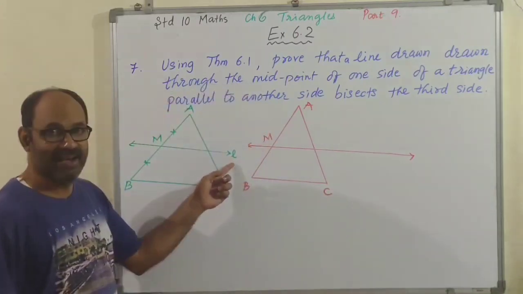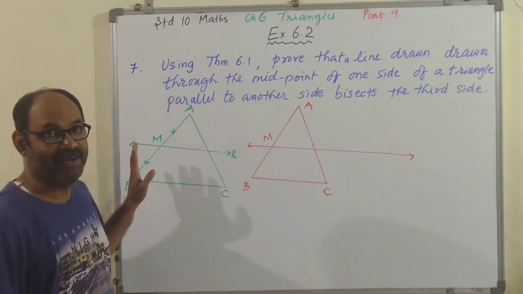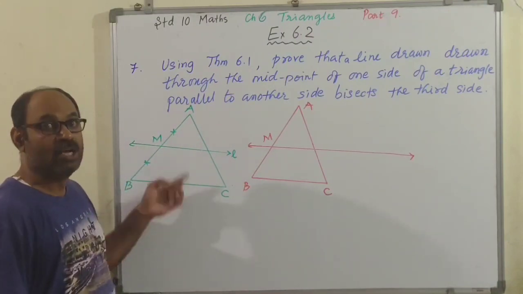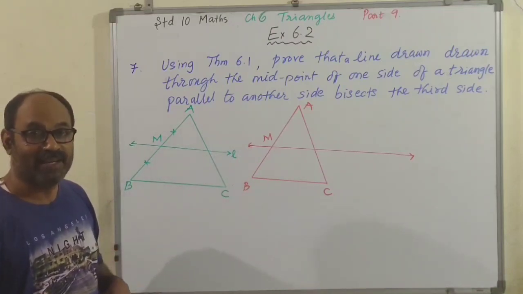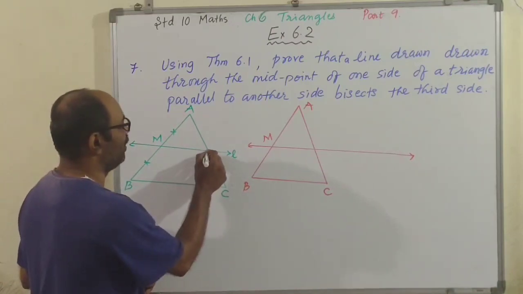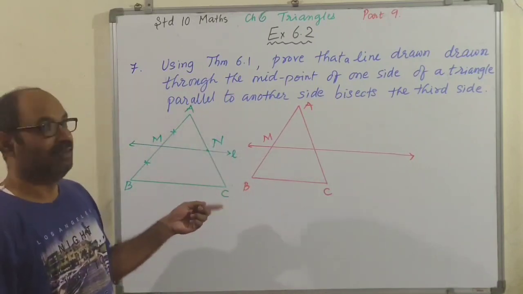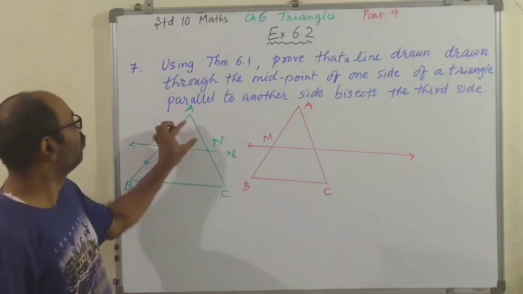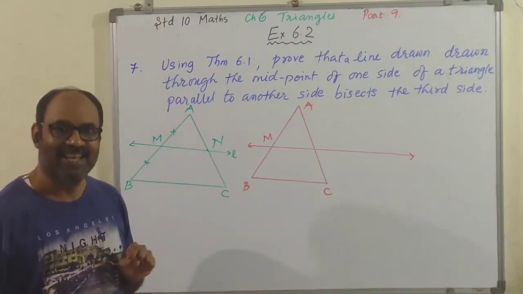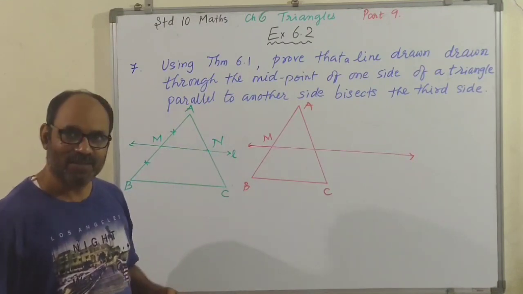So here line L passes through the midpoint. That means it is not passing through the endpoint. It is parallel to the second side. So it will always intersect the third side, AC, suppose at point N. So what do we have to show? We have to prove N is the midpoint of AC, which means we have to show AN equal to CN.